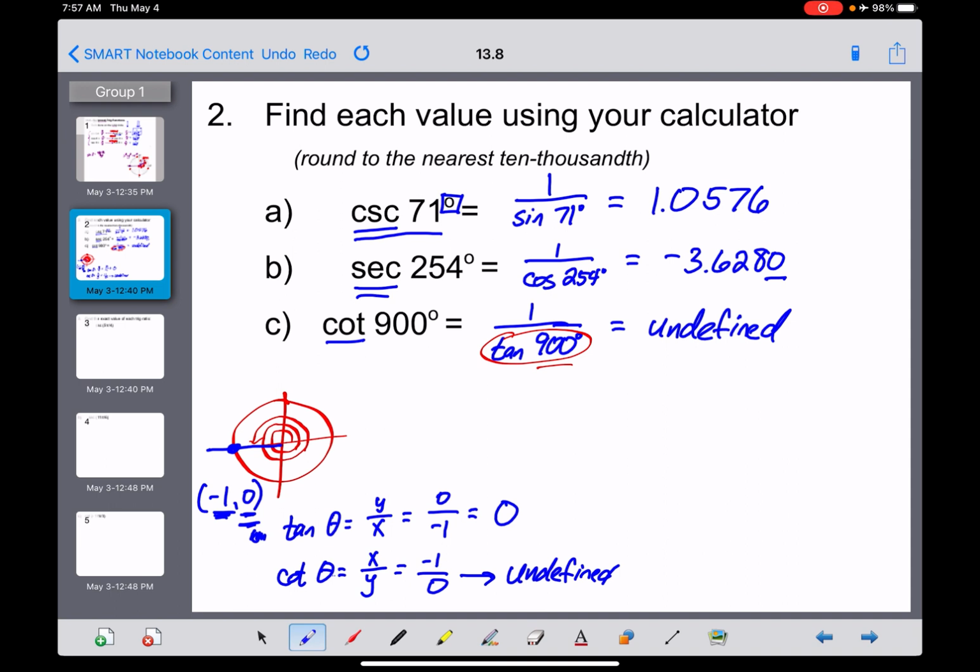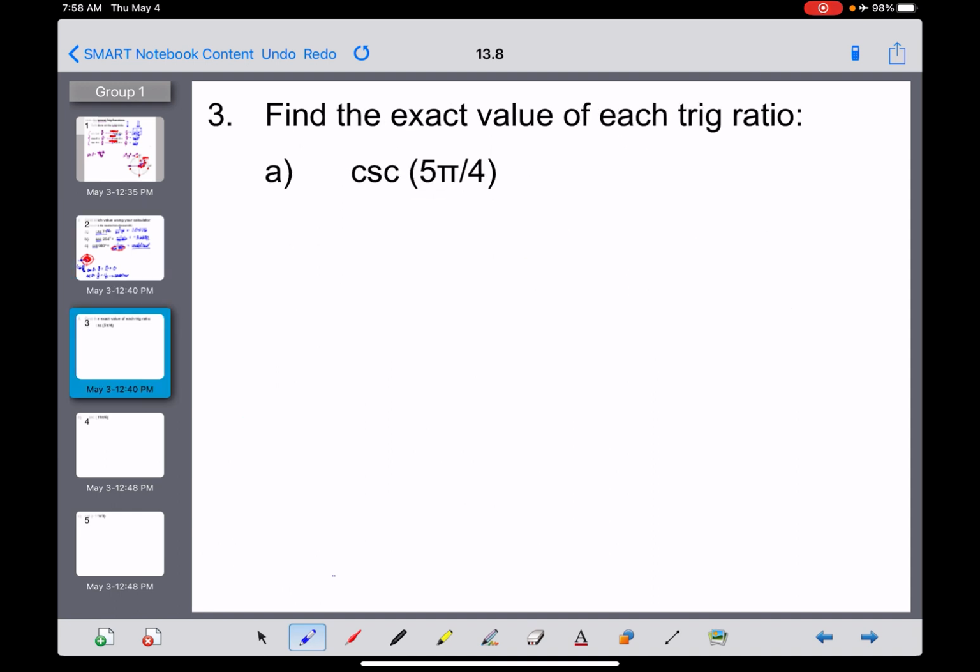The other reciprocal trig ratios, actually, and tangent as well: tangent, cosecant, secant, and cotangent, you will occasionally get an undefined answer in a problem such as this. All right, guys, so that's how you use your calculator to find these reciprocal trigonometric functions. Now, that's, let's be honest, not super hard. You're just typing that in, albeit with the division right there.